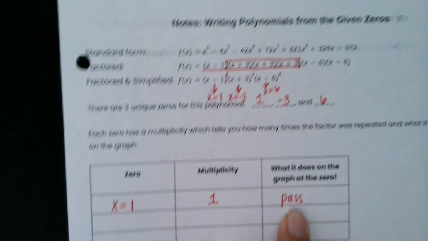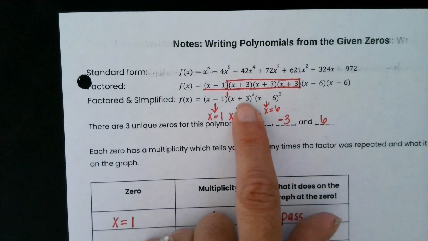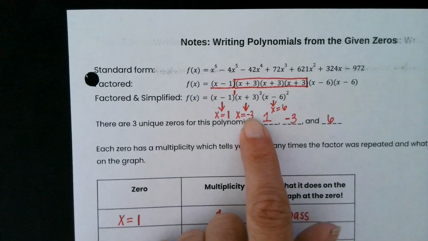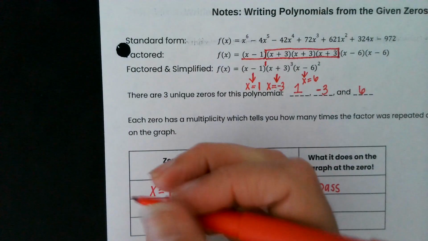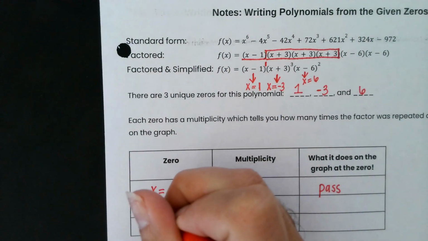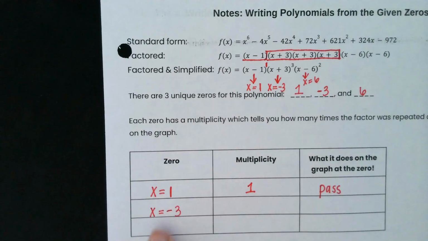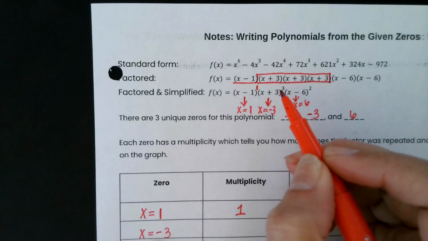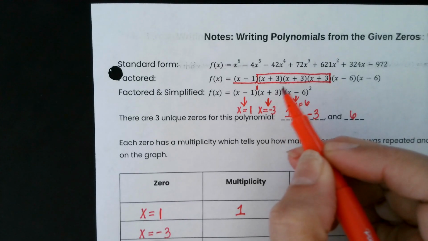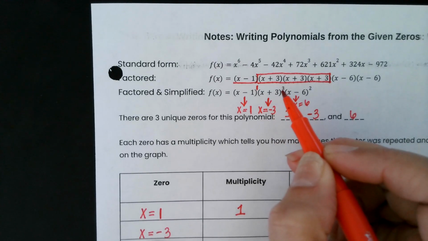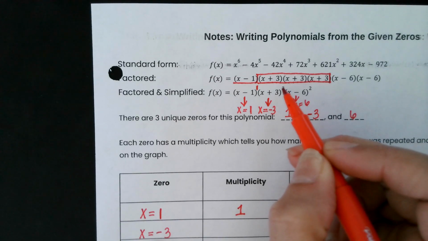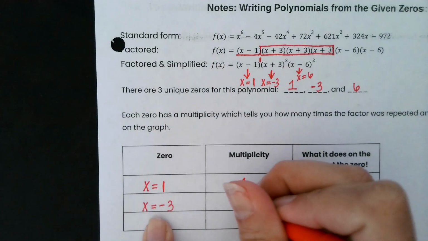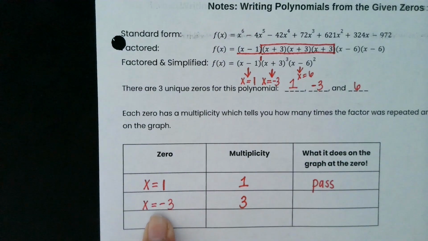Now this factor gave us the 0, x equals -3. So I'm going to write x equals -3. That was our second 0. The multiplicity on that 0 is the exponent on the outside of its factor. So this one has a multiplicity of 3.